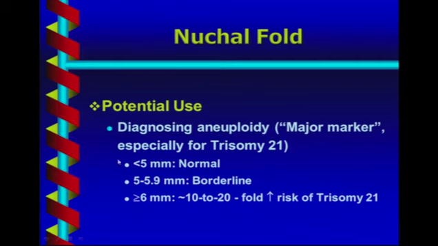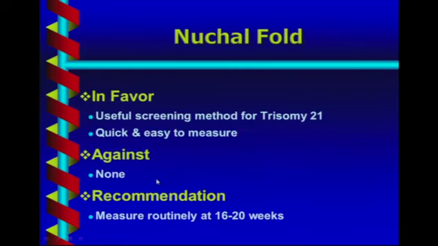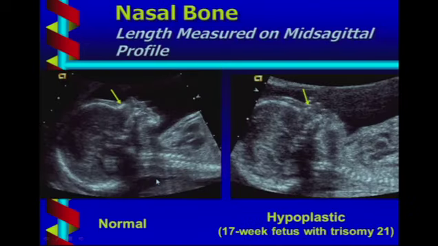Anything under 5 millimeters is normal, at least 6 millimeters is abnormal, with about a 10 to 20-fold increased risk of Down syndrome, and 5 to 5.9 millimeters is borderline. It's a useful screening method for trisomy 21, quick and easy. It should be measured routinely at 16 to 20 weeks.